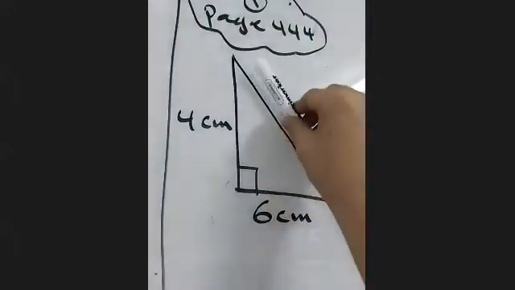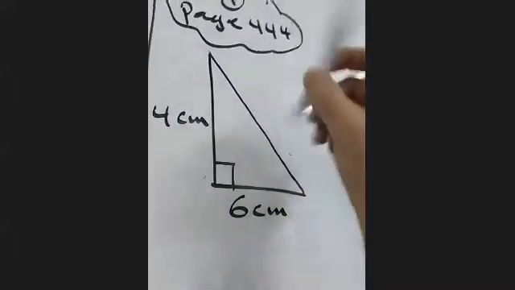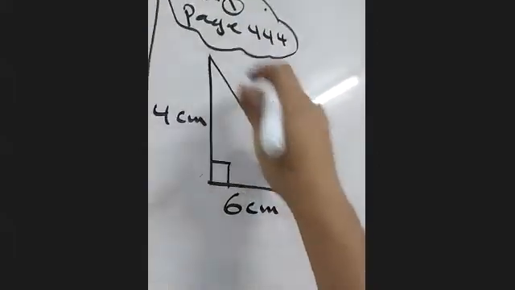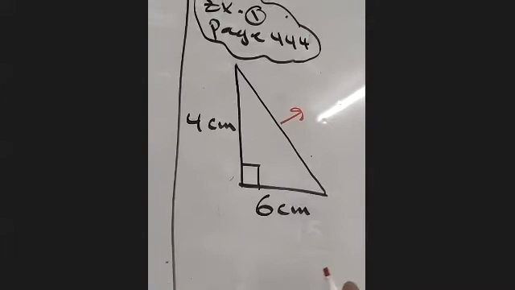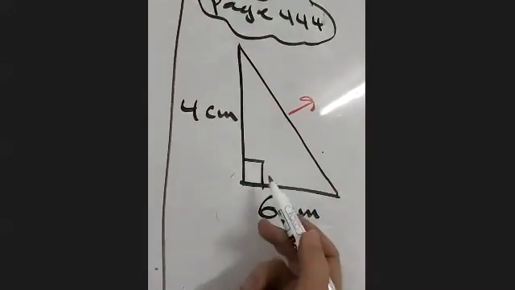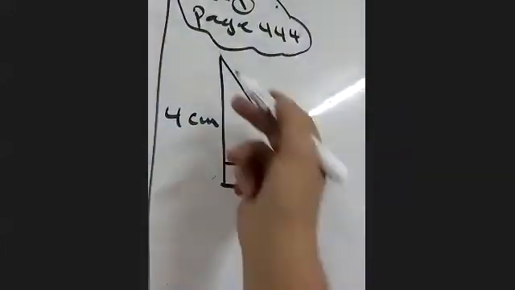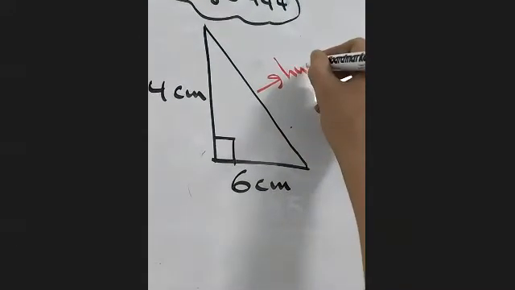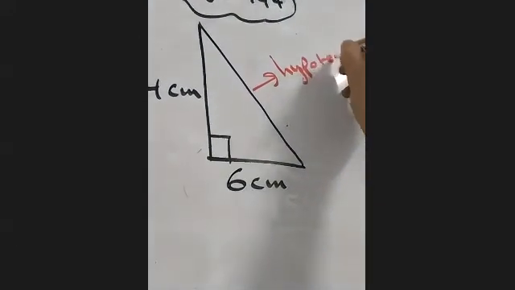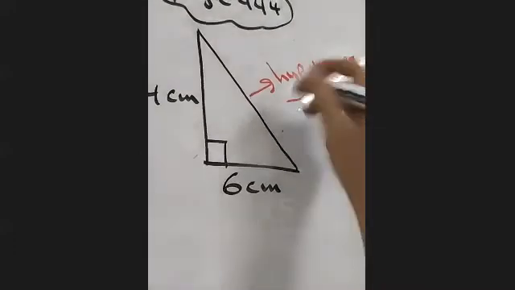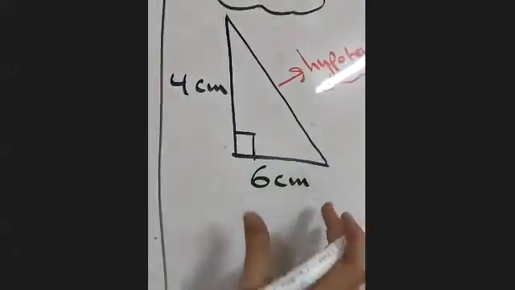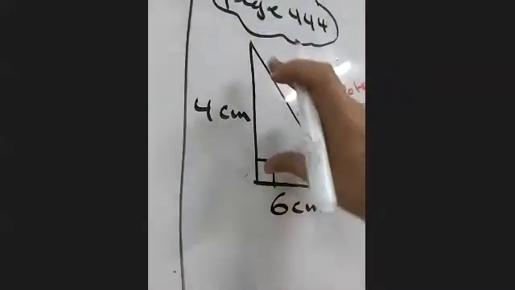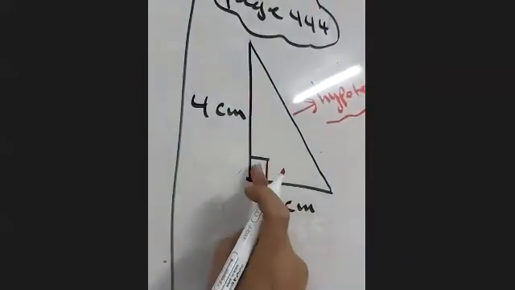In a right triangle, we call it the hypotenuse. How do we know that a triangle is a right triangle? If it has a right angle, okay? This side we call the hypotenuse. Later on, you will learn a lot about this side, okay? So this is the base, this is the height, because it has a right angle here.